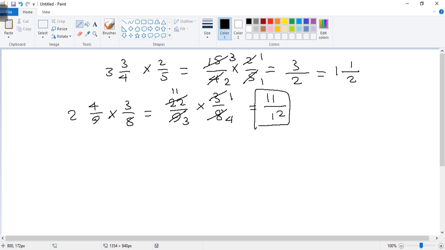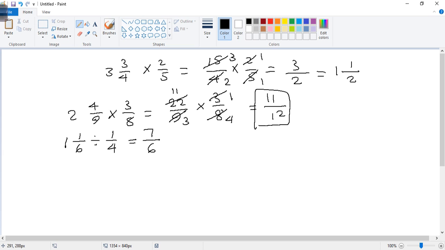Division is different than multiplication, but it's a bit similar. If we have, for example, let's take the equation 1 and 1 over 6 divided by a quarter. We do the same. We convert the mixed number to an improper fraction. 6 times 1 is 6. Add 1, it will be 7 over 6.